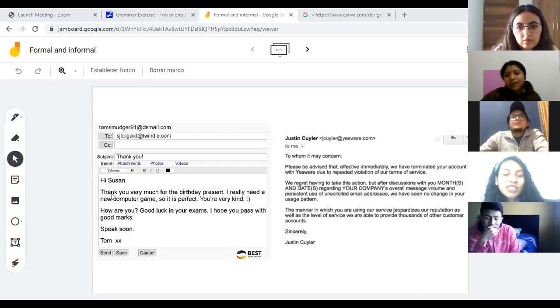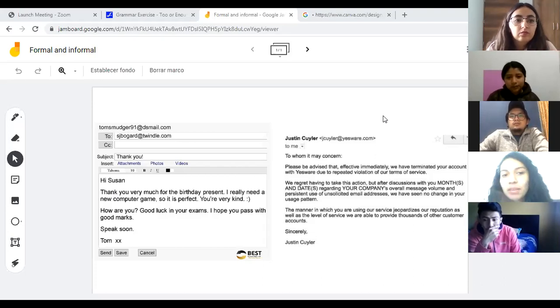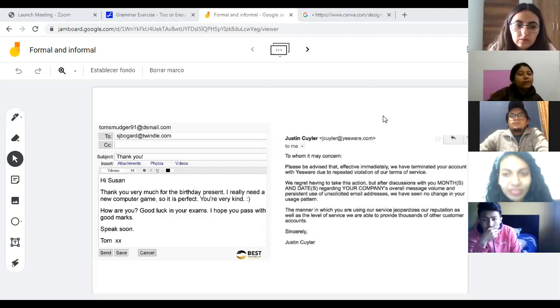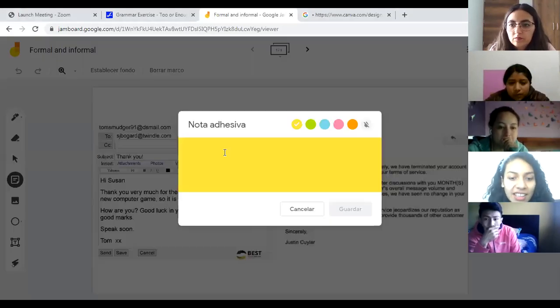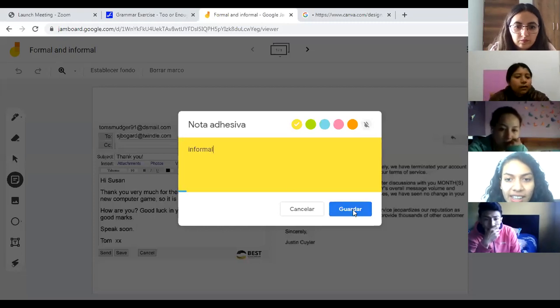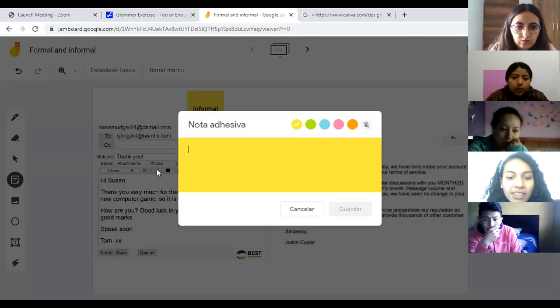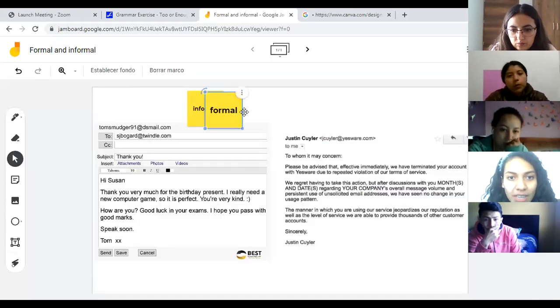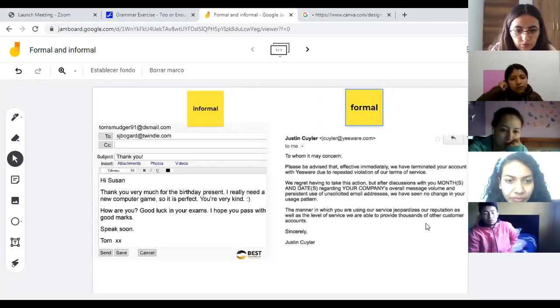Yeah, that was it. So here we have a formal and an informal email. We have two types. Who tells me which of these is informal? The first or the second? The first. This is the informal. And well, the second would be the formal. So I'd like you to tell me what differences you can notice in these two types of emails. ¿Qué diferencias pueden notar? What types of difference can you notice? Tell me.